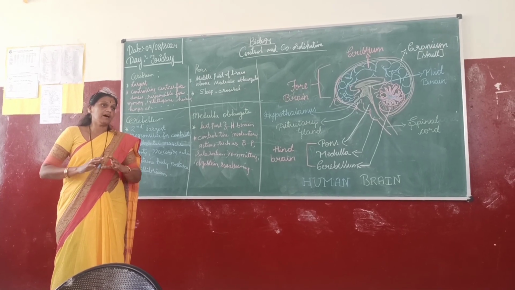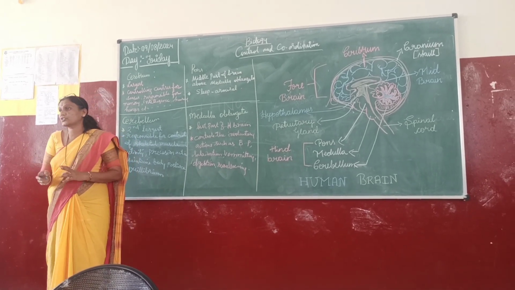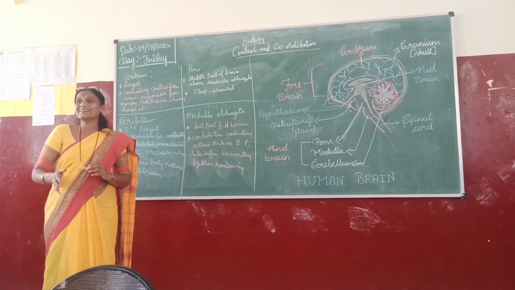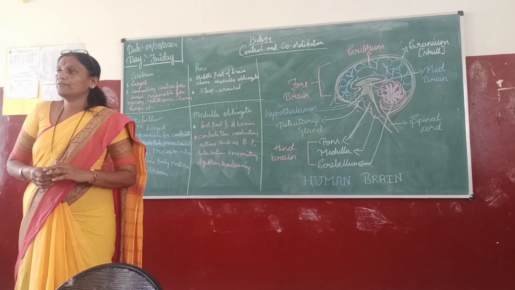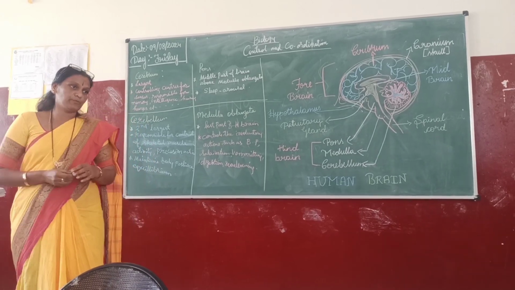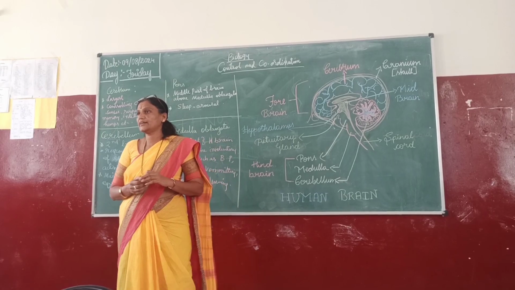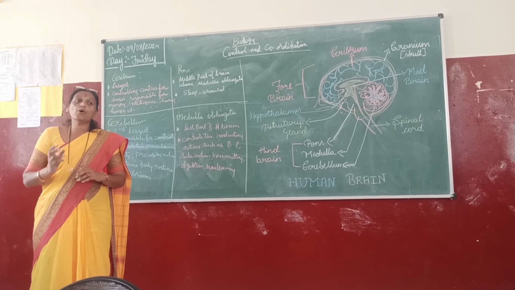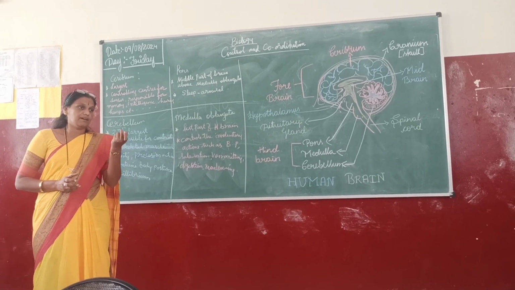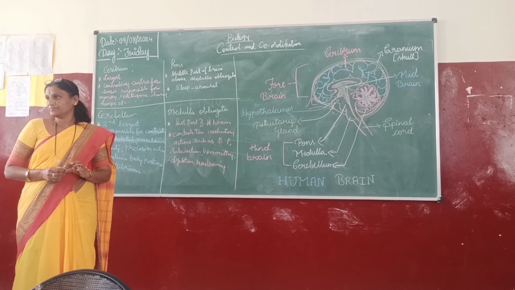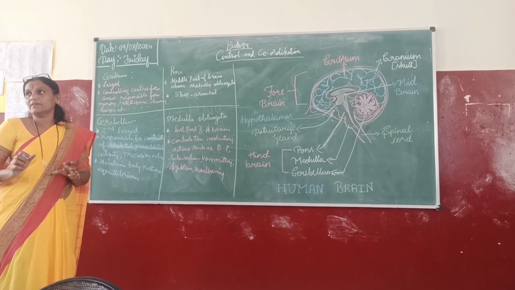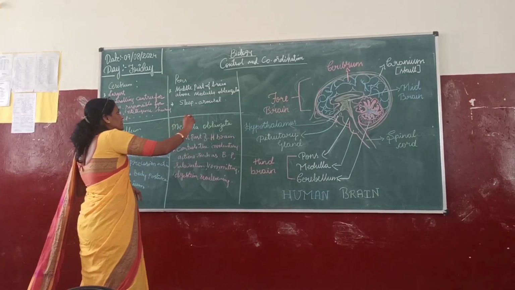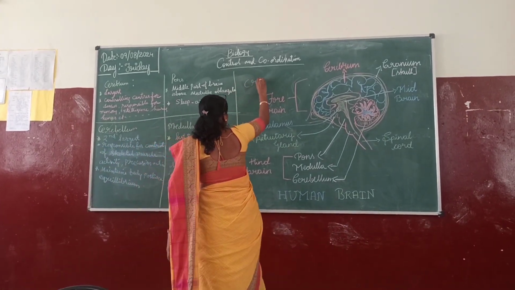Let us study how the human brain is, what its structure is, what parts are present in the human brain, and what the functions of each part are. The brain is situated in the head. It is protected by a bony skull called the cranium. The main protective layer for the brain is the cranium.